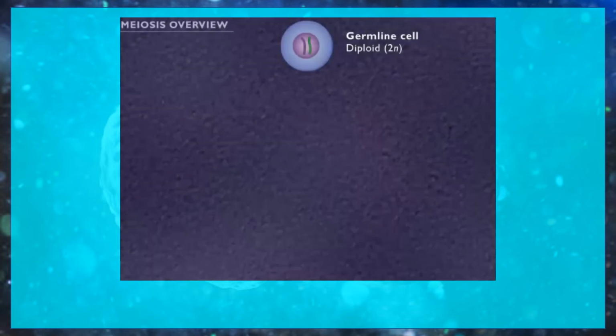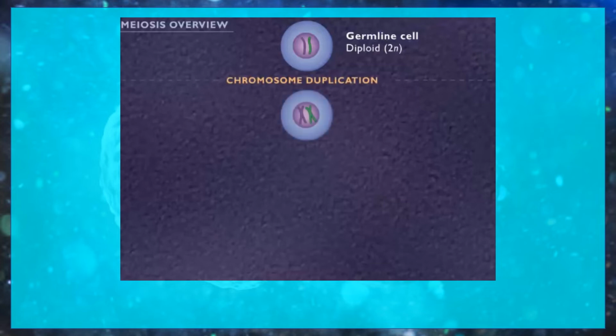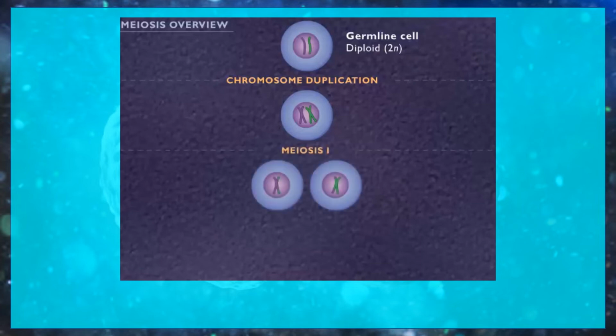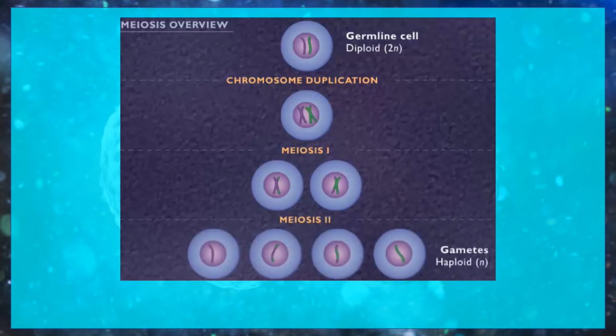Like mitosis, meiosis is preceded by an interphase. During this time, DNA replicates and each chromosome becomes doubled, consisting of 2 identical strands of DNA. Meiosis involves 2 divisions. The first division, meiosis 1, halves the number of chromosomes, and in the second division, meiosis 2, the sister chromatids are split. The end result is 4 haploid cells.